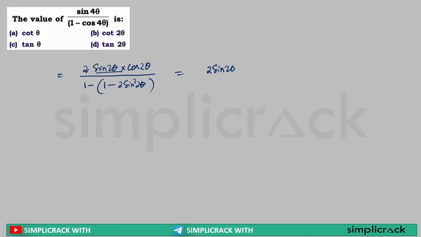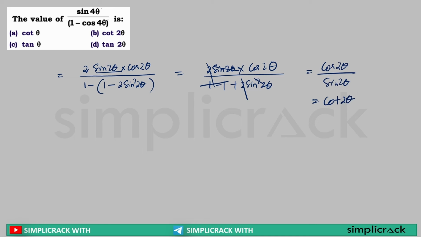2 sine 2 theta multiplied by cos 2 theta divided by 1 minus 1 plus 2 sine square 2 theta. 1 minus 1 is 0. Sir, here what is remaining? 2 crossed out. Sine 2 theta here, it is sine square 2 theta. 1 sine 2 theta crossed out. What is remaining? Cos 2 theta by sine 2 theta, which is equal to cot 2 theta. Answer option B. Yes or no? Simple as it is. We should simplify it. And this was a CHSL question. Clear? Sorted? Yes or no?